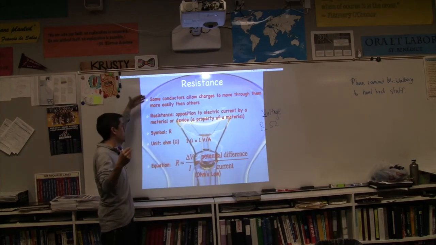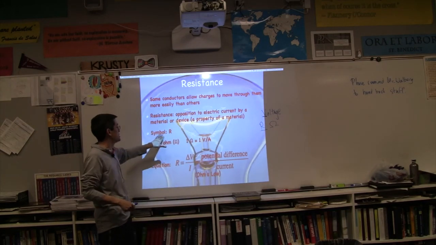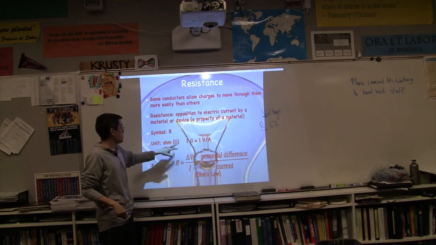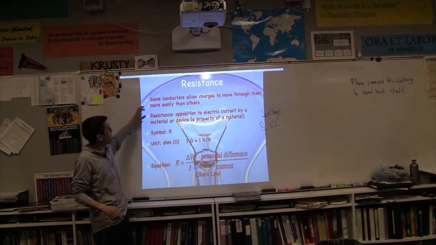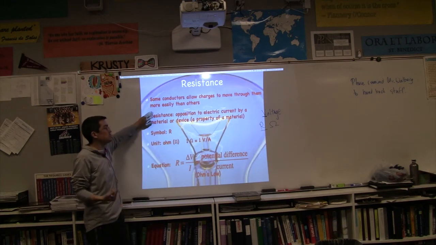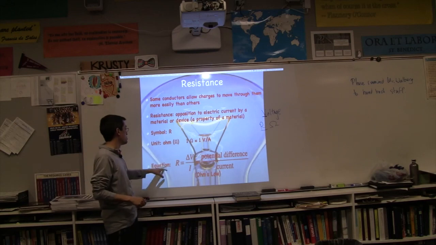So that's all this slide says. You can always pause it right here and read through these notes, but all it says is the symbol is R, the unit is ohms, and the label is going to be the upside down horseshoe. And then resistance itself is just opposition to electrical current.